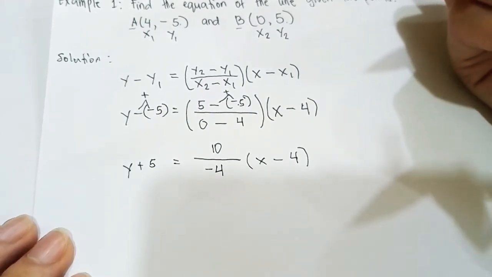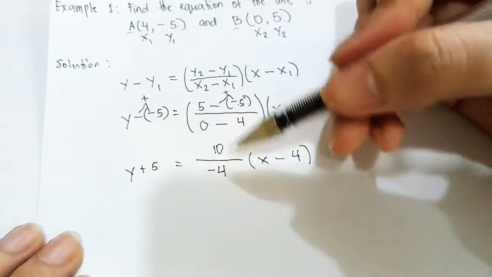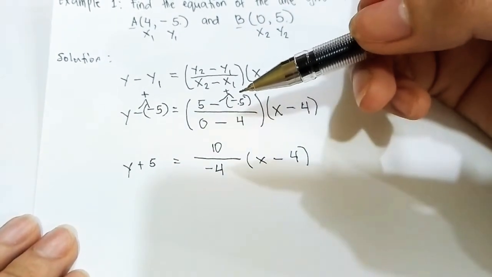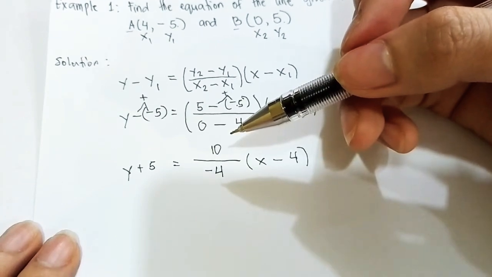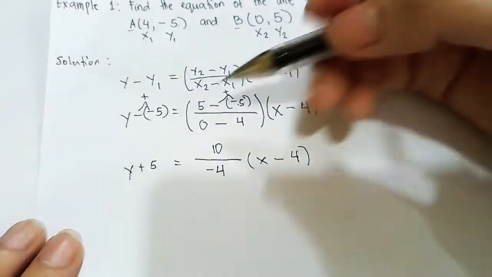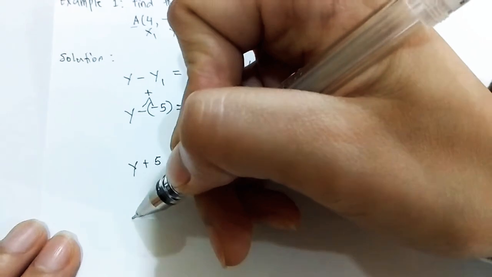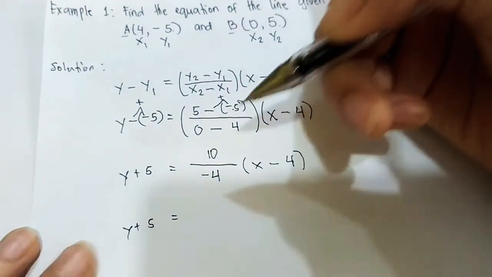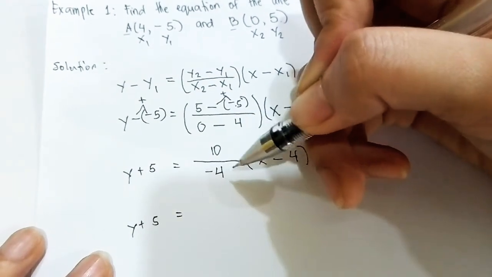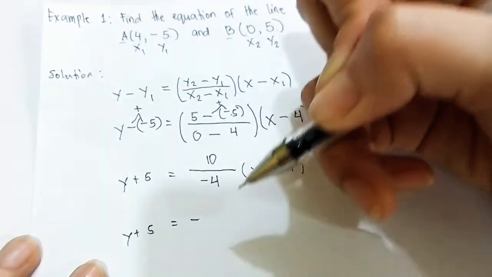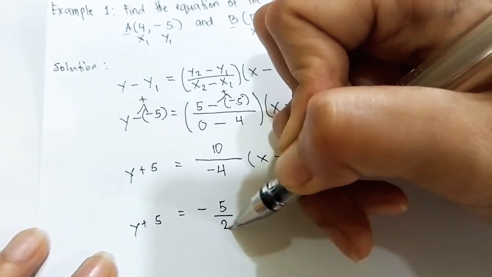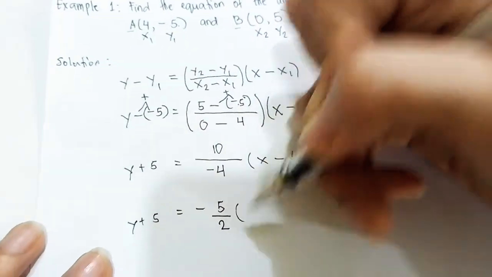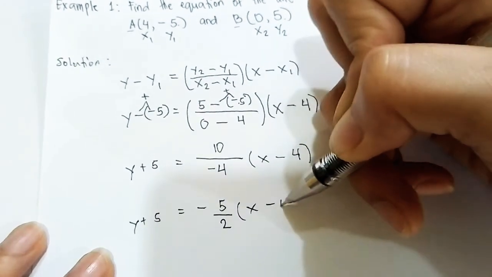Next, we are going to reduce the fraction 10 over negative 4 into simplest form. So we have y plus 5 equals, 10 over negative 4 in lowest terms is negative 5 halves, times x minus 4.